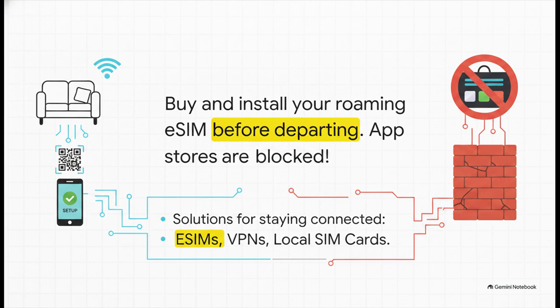But listen, I literally cannot stress this enough. If you wait until you land to download an eSIM profile or the provider's app, it's too late. The firewall will already be standing between you and the App Store. You absolutely must buy the plan and scan that installation QR code while you are still sitting comfortably on your couch at home using your own local Wi-Fi.